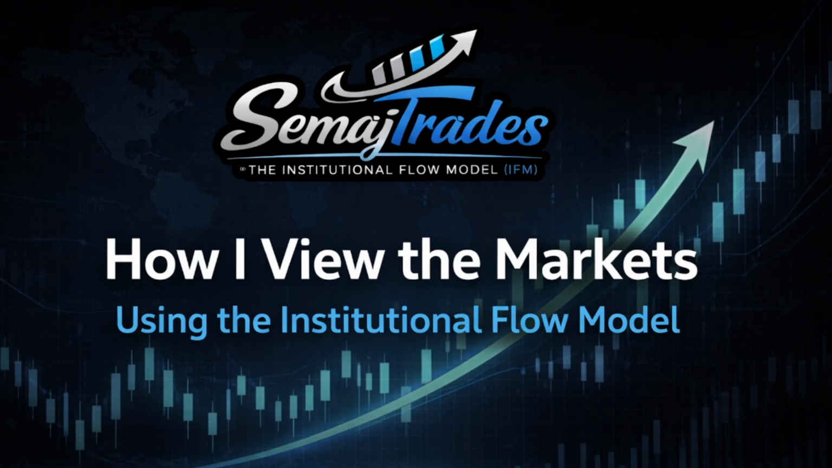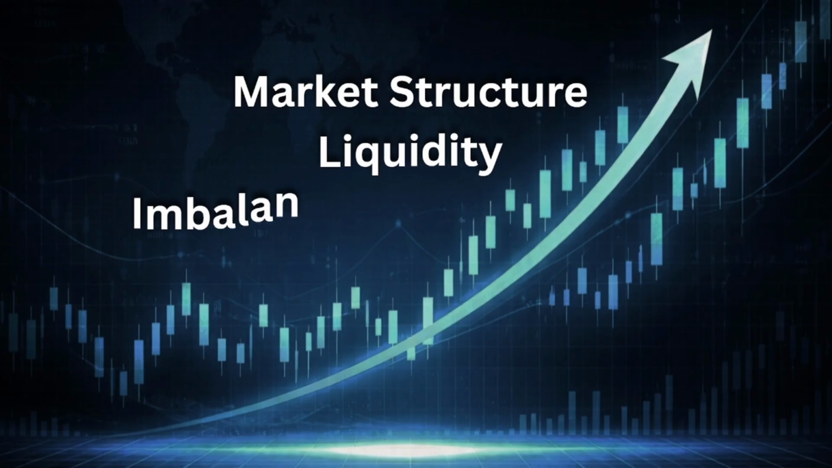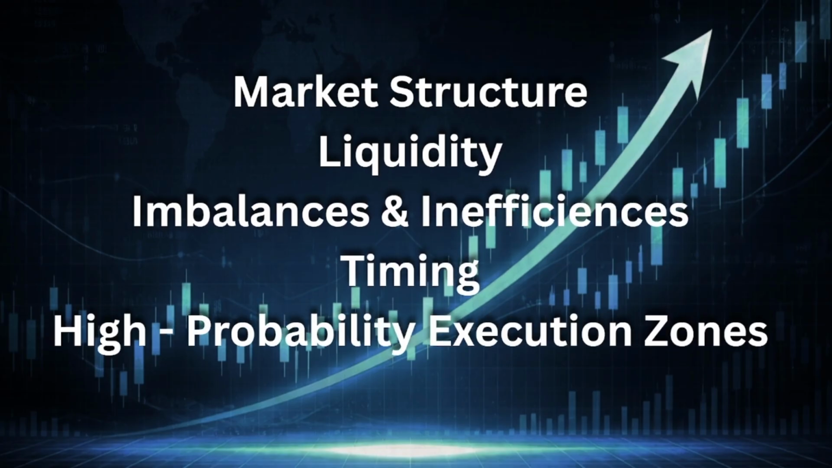When I look at the markets, I'm not just looking at candles, right? I'm looking at flow. I'm looking at where liquidity sits, where inefficiencies exist, and how price moves between key areas based on institutional behavior. The institutional flow model is built around understanding market structure, liquidity, imbalances and inefficiencies, timing, and high probability execution zones. Everything we do inside of this video will revolve around those core ideas.